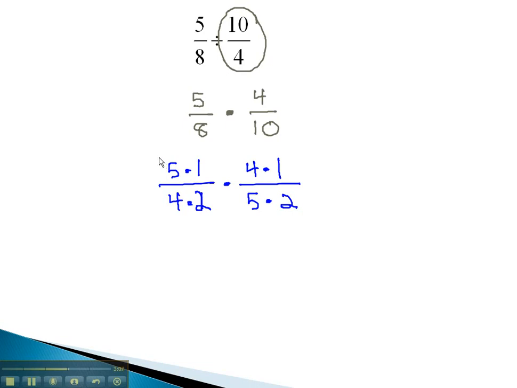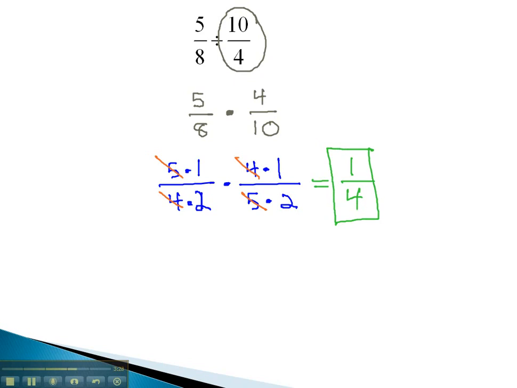We can now divide out the common factors of 5 and 4 that appear both in the numerator and the denominator. To get our final answer, we simply multiply across. 1 times 1 is 1. In the denominator, 2 times 2 is 4, and we have our solution.